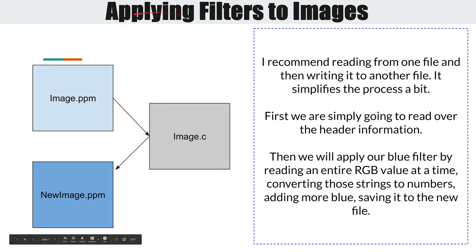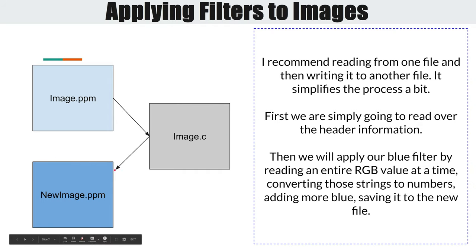Okay, so we have applying filters to images. If you saw that first image that I showed you with the monument, that's the one we're going to use to make some changes here. The way I recommend doing this is to read from one file, make your changes, and then write it to another. So we're going to take our image.ppm, our program's going to take that info, change it, and not save it back. We're going to save it to a new image.